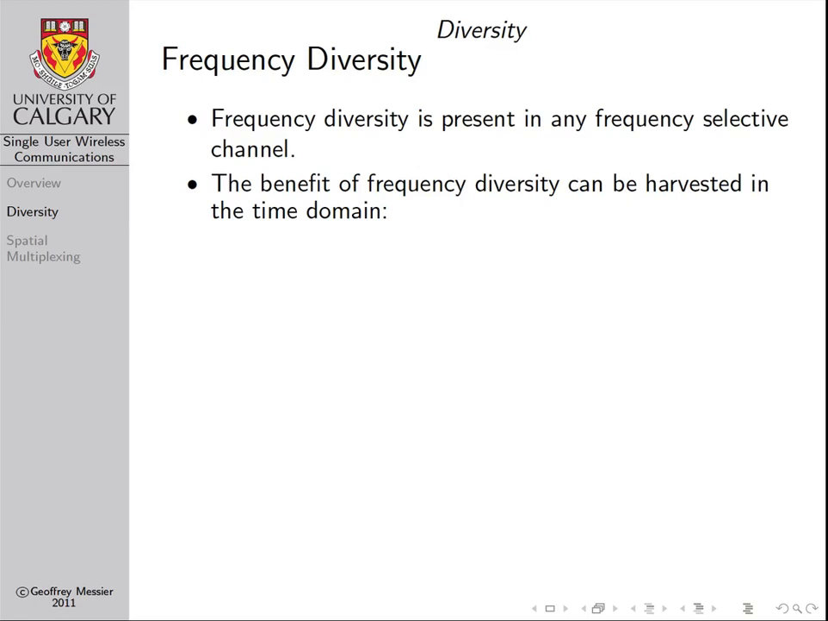Now, this can have some negative effects. For example, the multiple taps will spread or smear your transmitted signal, and you need to deal with that, perhaps with some sort of equalizer structure. But it turns out that if you do maximum likelihood detection in order to mitigate or deal with the intersymbol interference caused by this symbol smearing, you actually get a diversity benefit as well.